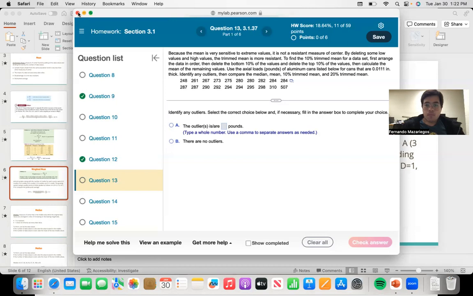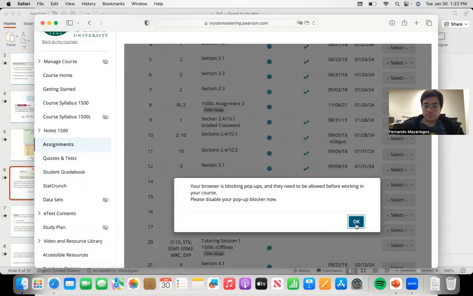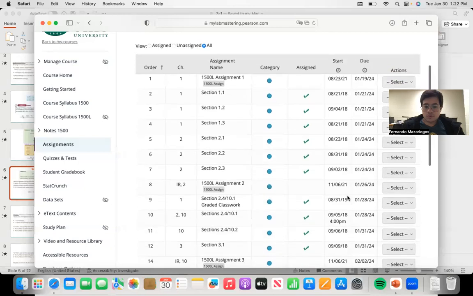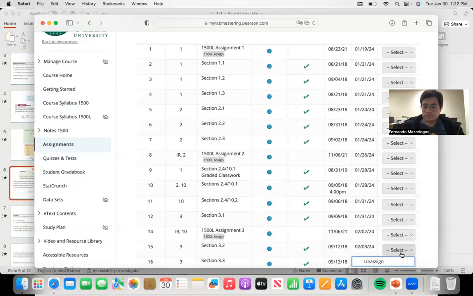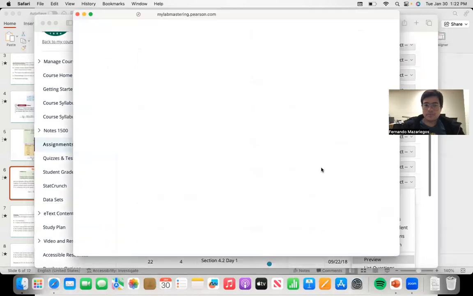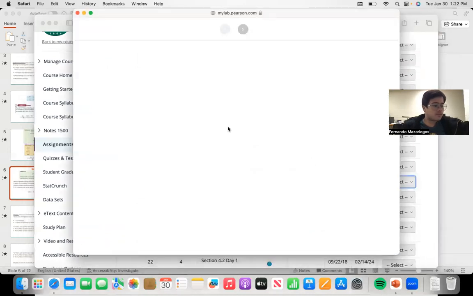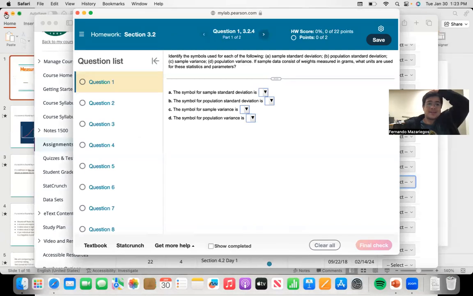So we're going to close this, and then we're going to go to 3.2. Review. Section 3.2 deals with measures of variation. This basically represents how spread out the data values are. Are they all close together? Are they very spread out? So these three measures of variation we learned, range, standard deviation, and variance, are telling us that.